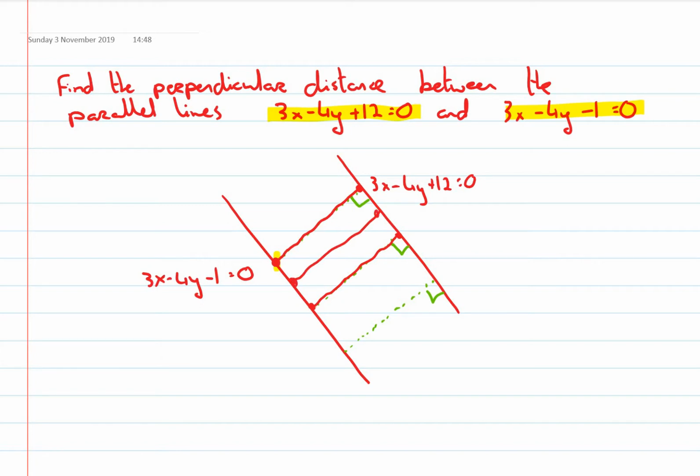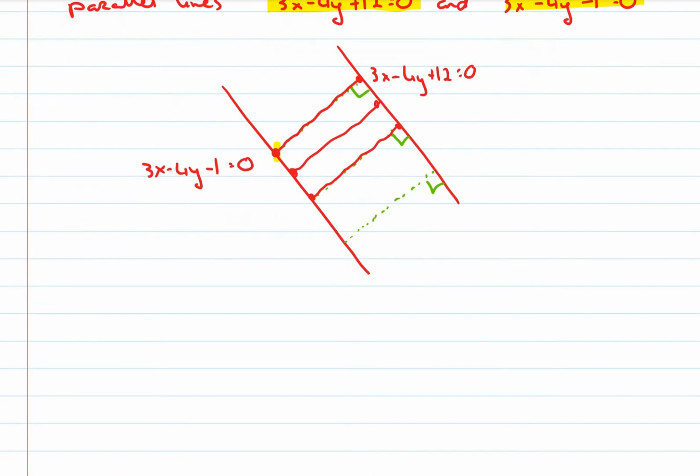So basically, I can choose any point on one of the lines, get the perpendicular distance from that point to the other line, and that will work it out for me. Because in this question we're getting the perpendicular distance between two lines, whereas we have the formula to get the perpendicular distance from a particular point to a line. Therefore, what I must do is choose a point on this line and get the distance of that to that line.